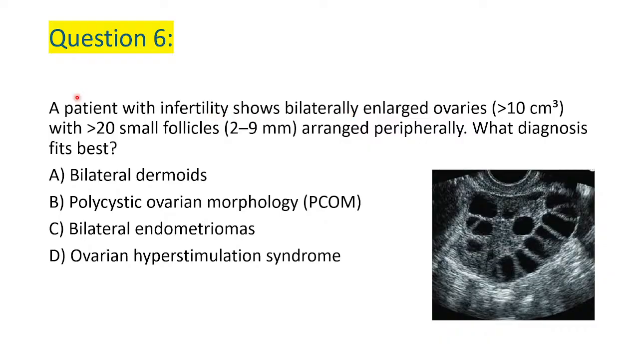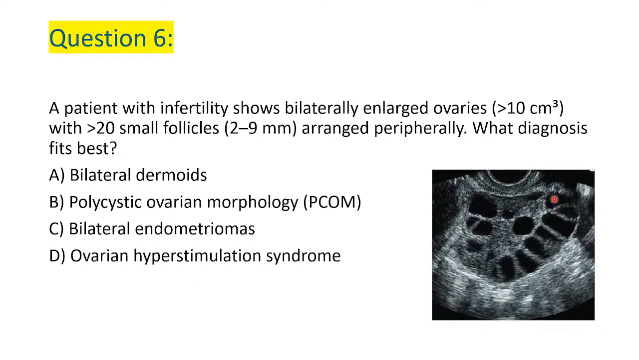Number 6. A patient with infertility shows bilateral enlarged ovaries greater than 10 cubic centimeters with over 20 small follicles, 2 to 9 millimeters, arranged peripherally. What is the diagnosis that fits best? A. Bilateral dermoids. B. Polycystic ovarian morphology, PCOM. C. Bilateral endometriomas. D. Ovarian hyperstimulation syndrome.